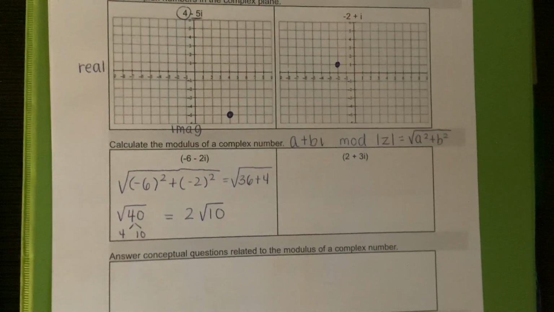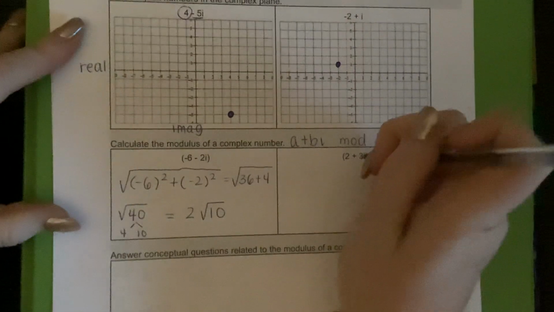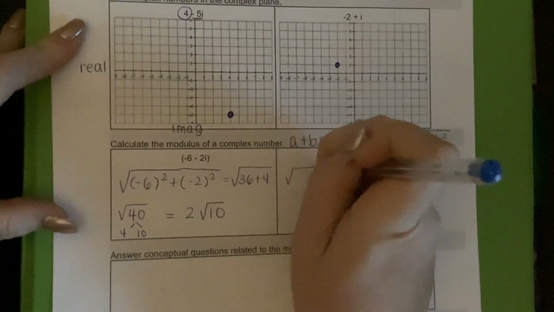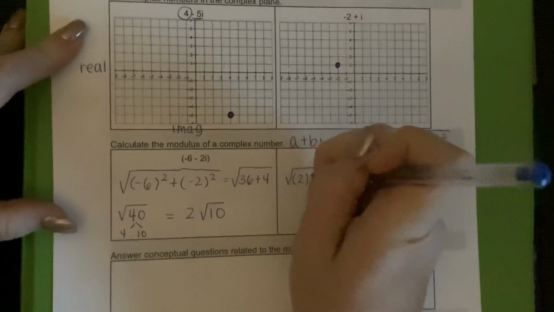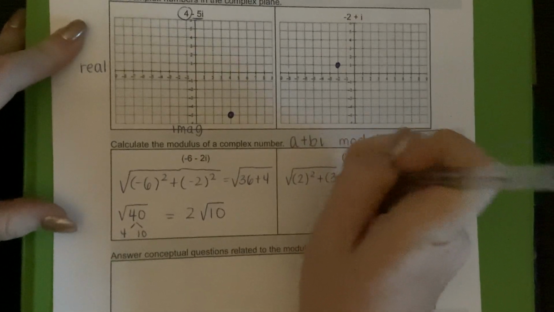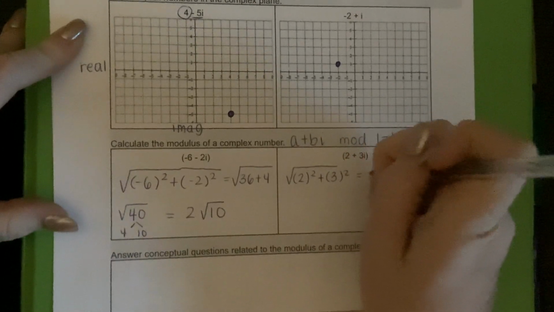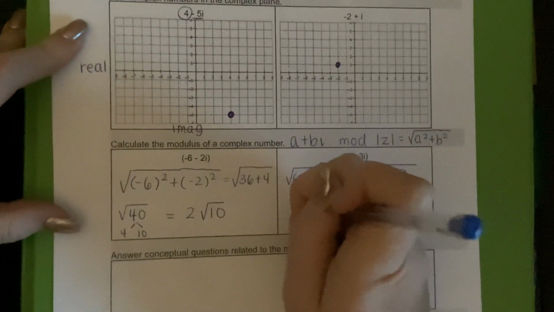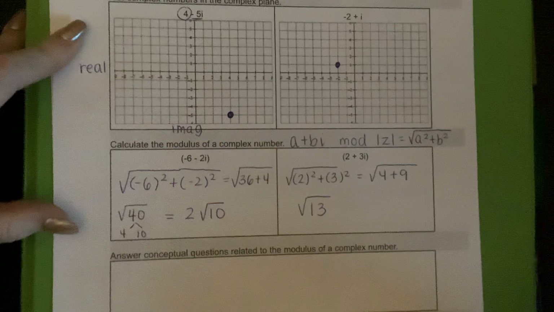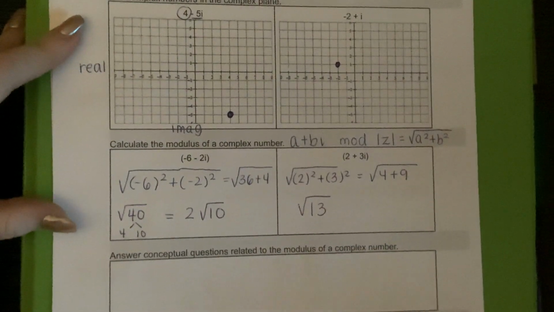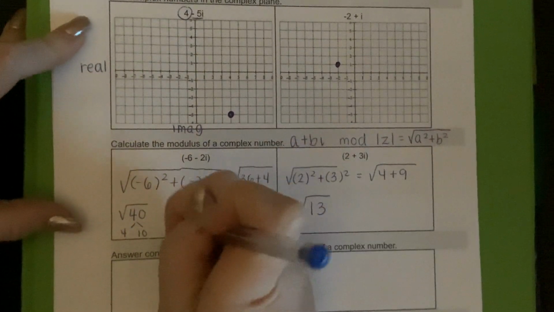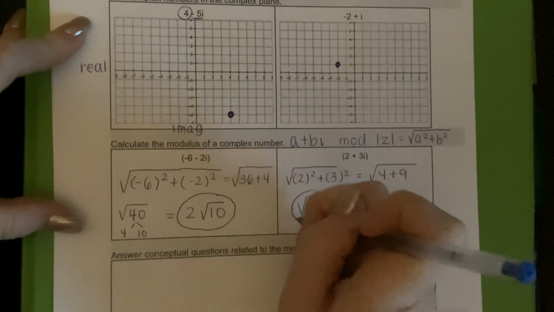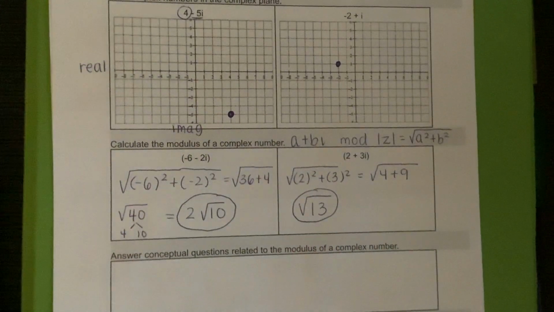And then over here, if I wanted to find the modulus of this, it would be the square root of 2 squared plus 3 squared, which is going to give us the square root of 4 plus 9, which is the square root of 13. That cannot be broken down anymore. 13 is a prime number. So these would be your moduluses. Always positive numbers because it's a length.